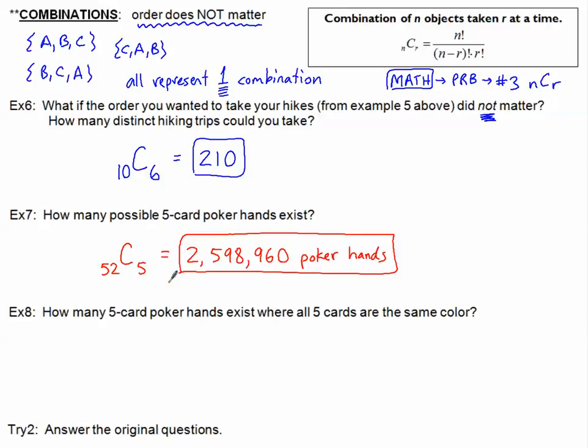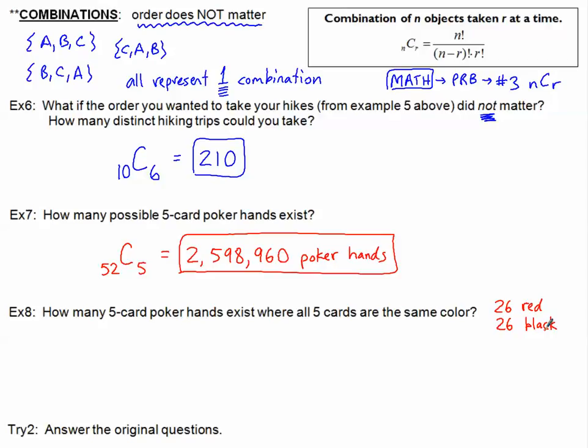My last example before we do our final try. Example 8: how many of those 5-card poker hands would exist where all 5 cards are the same color? The same color, not the same suit, the same color. Well, again, if you don't know much about poker or about the regular deck of cards, there are 2 colors. There are 26 red cards and there are 26 black cards. So we're talking about something from the 26. Either all 5 are going to be red or all 5 are going to be black.